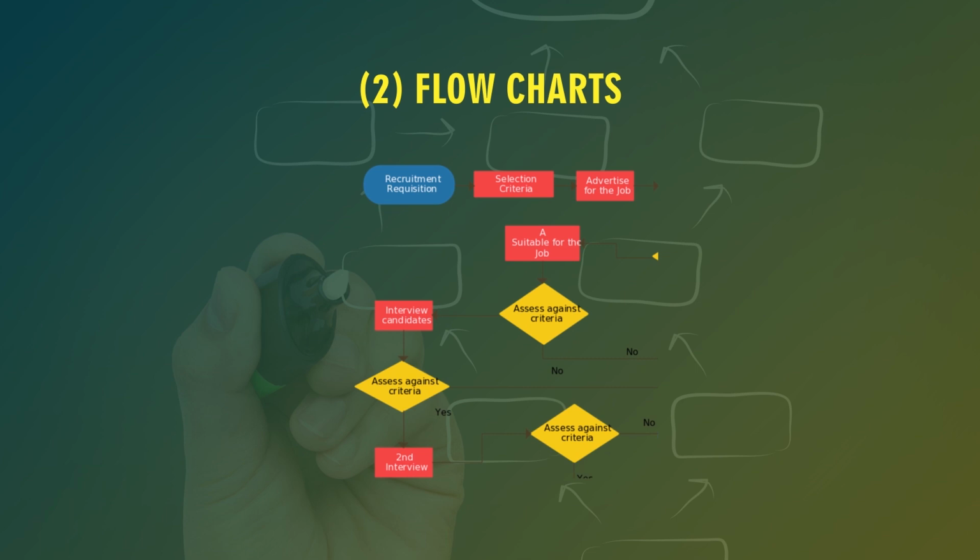If we see this particular image, you will find how the recruitment requisition is done: selecting criteria, advertisement of the job, how the person is suitable for the job, then the interview, assessing the candidate against criteria, and then the second interview. So this is the way where you can provide the option of yes and no. So the decision tree and flow chart modeling is quite an important aspect here.